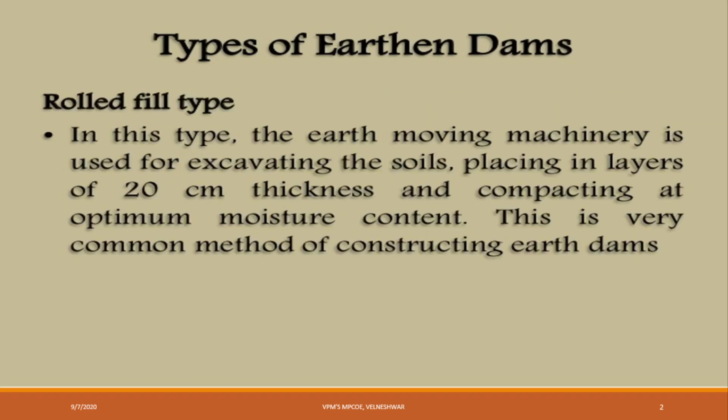Generally, rolled fill type means we will excavate soil from one location and fill at another location. This is our dam location, and this is our excavation location. Here we will remove the soil and place it here using normal machinery. We will place it in layers, each 20 centimeter thick: first layer, second layer, third layer, fourth layer, like that. And we will compact each layer.